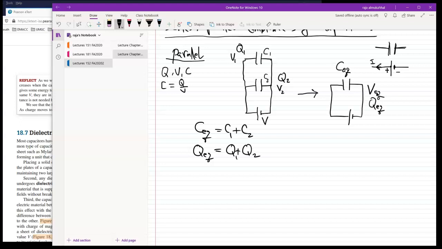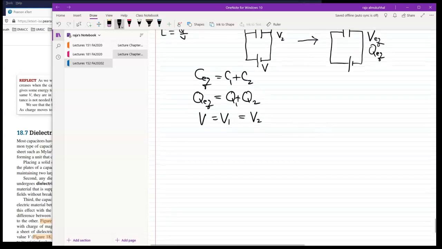However, the voltage across capacitor 1 and capacitor 2 and the battery are all the same. So the voltage V across the battery is equal to the voltage across capacitor 1, which is also equal to the voltage across capacitor 2. So these are the three equations that you need to be familiar with when it comes to parallel combination. Again, I'm going to do examples to show you what that means, but for now, let's just write down the formulas.